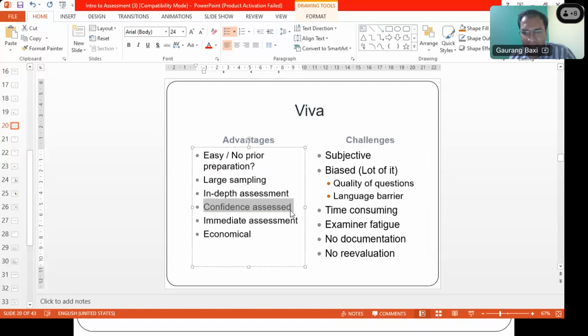Any more points? Because I want to discuss this point over here, confidence. Does everyone agree with this point? We assess the students on their confidence.